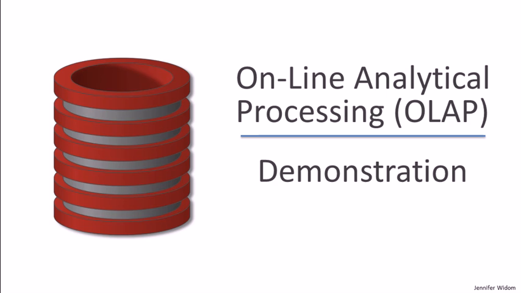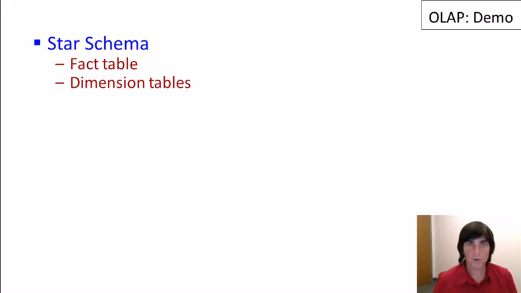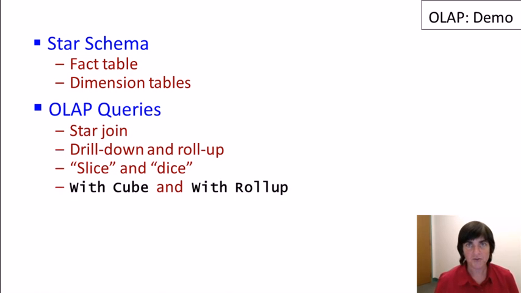In this video, we'll be doing a live demonstration of OLAP. We'll create a star schema similar to the one we used in our previous examples. It will be sales data with a fact table and several dimension tables, and then we'll do several different types of OLAP queries. We'll show a full star join over the star schema.